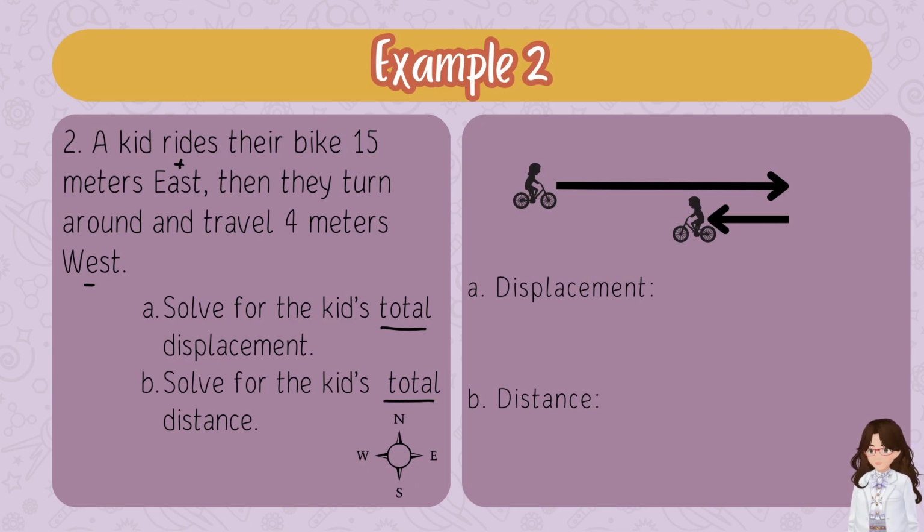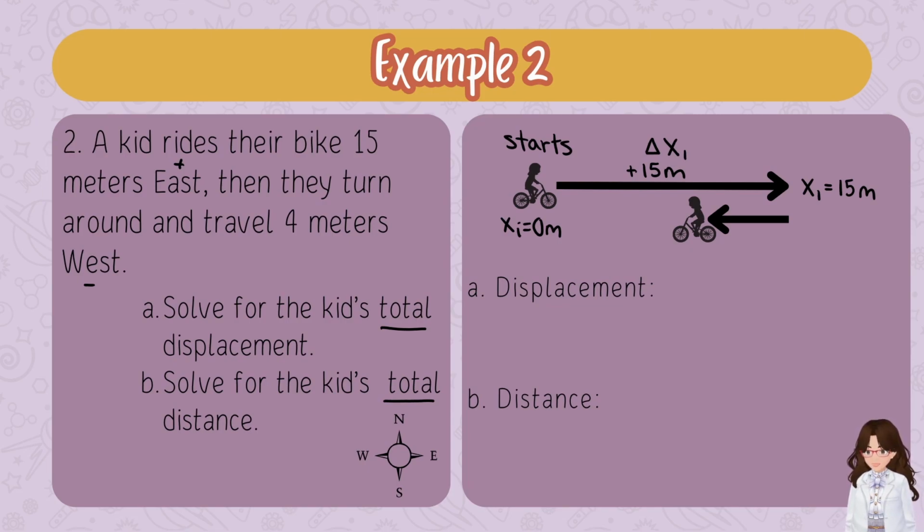Now, in this case here, we're going to say that the kid starts at an initial position of 0 meters. They're going to travel 15 meters east. That's positive 15 meters. East is to the right. And at this point, they will end up at some position, we'll call it x1, which is 15 meters. This is our first part of this kid's journey, and that is their first displacement.